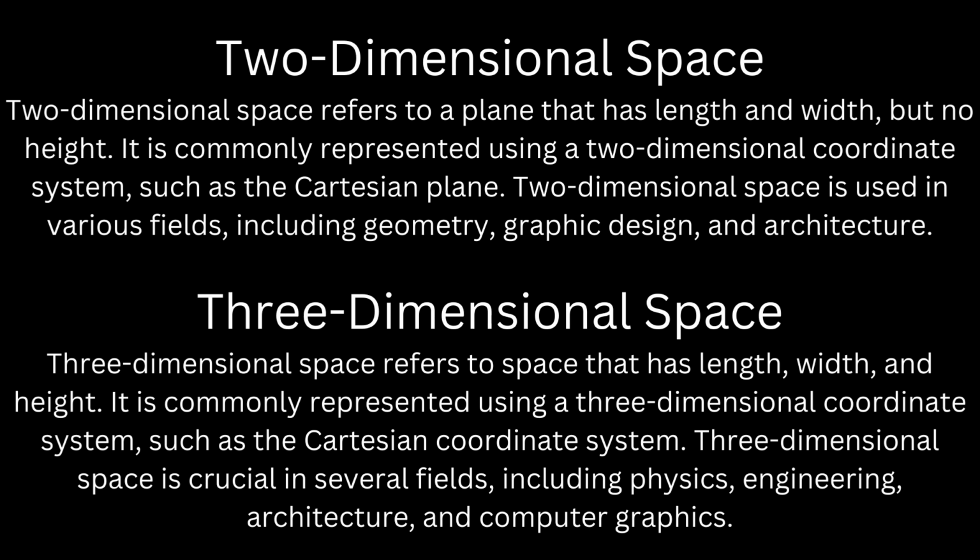It is commonly represented using a two-dimensional coordinate system, such as the Cartesian plane. Two-dimensional space is used in various fields, including geometry, graphic design, and architecture. Three-dimensional space. Three-dimensional space refers to space that has length, width, and height. It is commonly represented using a three-dimensional coordinate system, such as the Cartesian coordinate system. Three-dimensional space is crucial in several fields, including physics, engineering, architecture, and computer graphics.